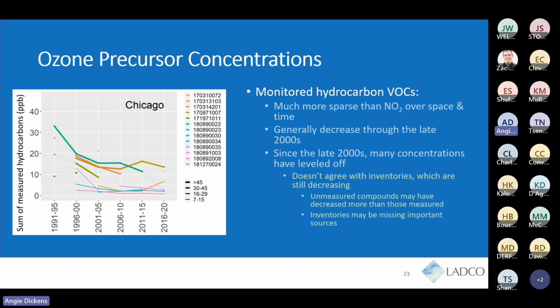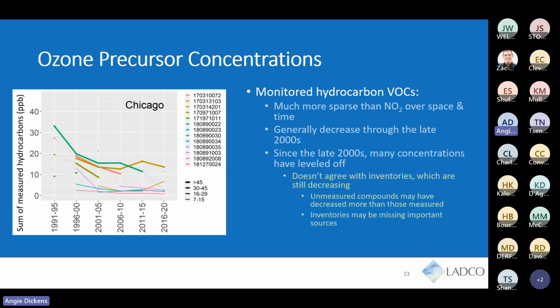VOCs are a lot harder to get at, mostly because we just don't have that many monitors. They're much sparser over space. They're much sparser over time. A lot of the PAMS monitors only monitor June through August, and a lot of them measure every 6 days. So we have one measurement every 6 days, a 24-hour average. Whereas for NO2, we have every hour, year round generally. And even for NO2, we don't have great spatial coverage.